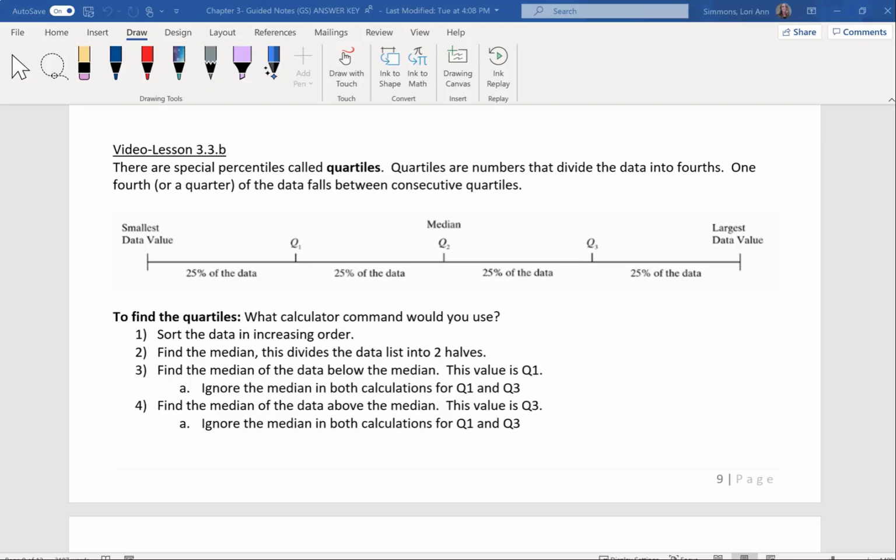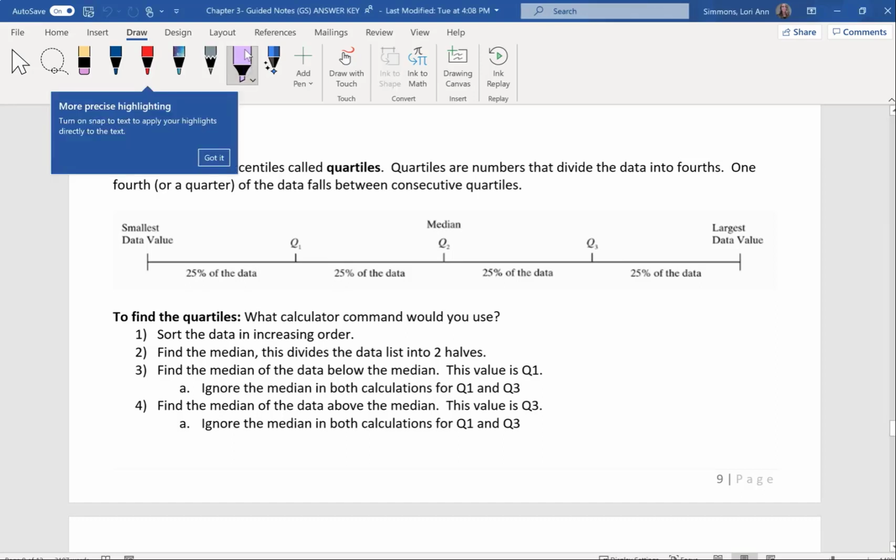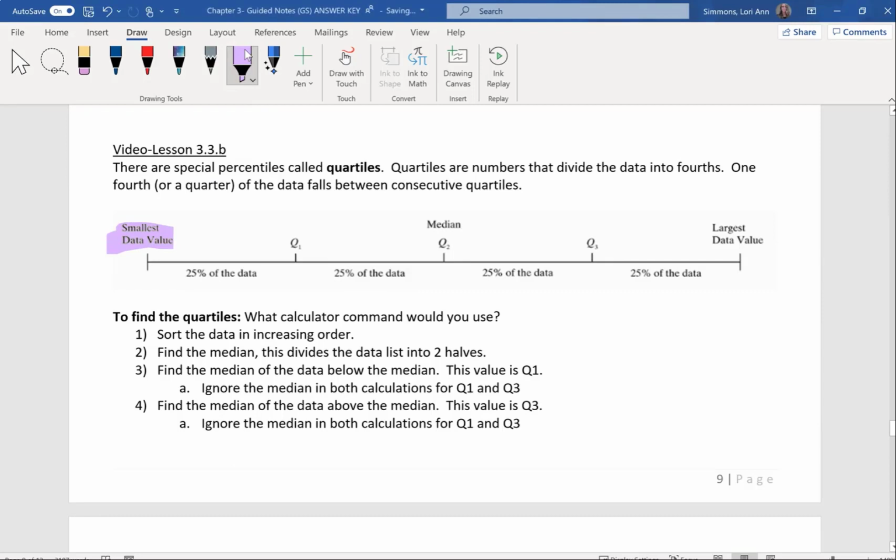There are special percentiles called quartiles. Quartiles are numbers that divide the data into fourths. 1/4 or a quarter of the data falls between consecutive quartiles. So you can see here we have the smallest data to Q1 is the bottom 25% of the data.